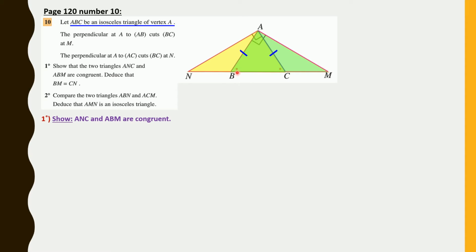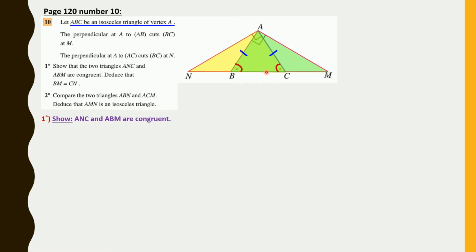Now let's prove that the angles adjacent to AB and AC are respectively equal. In fact, angle ACN is the same as angle ACB, and angle ABM is the same as angle ABC, and angle ACB and angle ABC are equal because they represent the base angles of this isosceles triangle ABC of vertex A. That's why we can claim that angle ACN is equal to angle ABM.